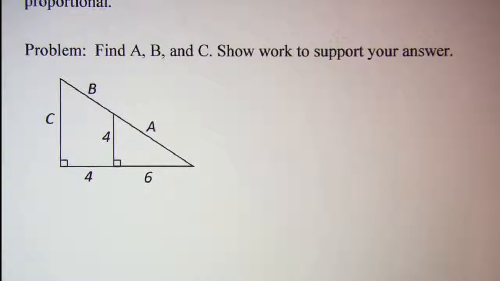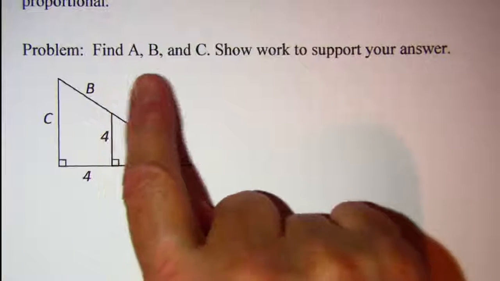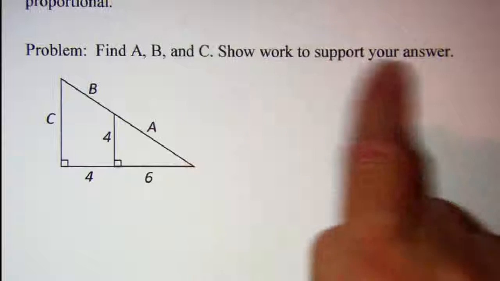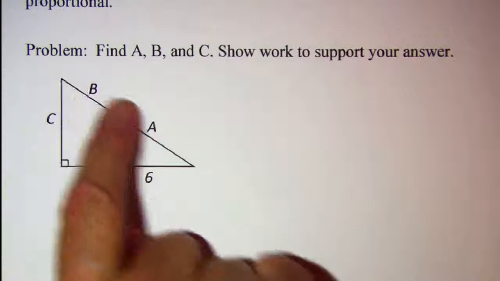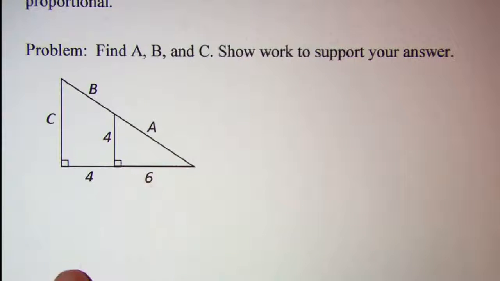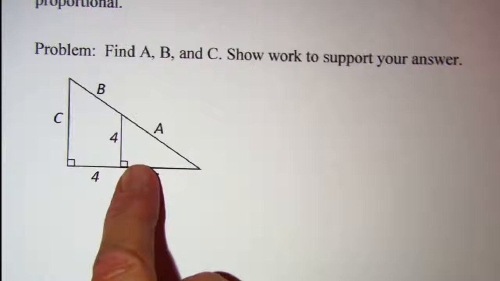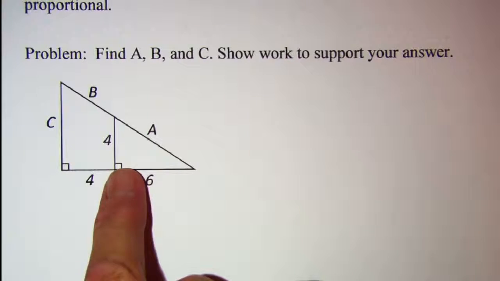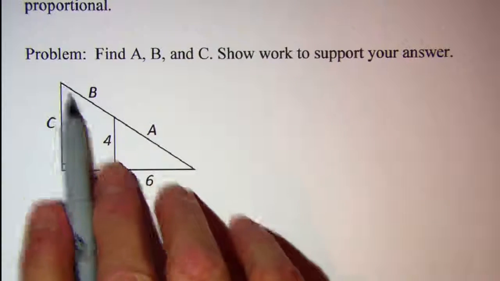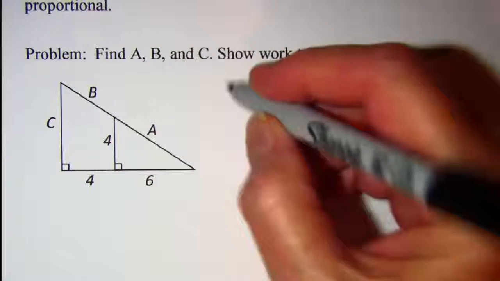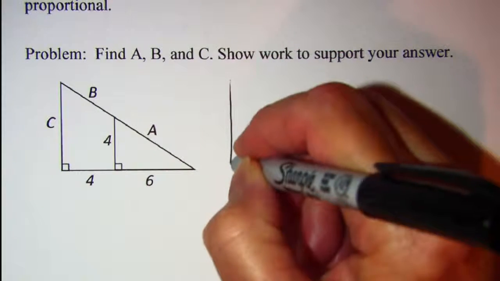The problem that we'll be doing is: find A, B, and C and show work to support your answer. Now in the figure, it looks like we have right triangles that are overlapping. So the first thing that I would recommend is that you draw these triangles separated. Let's take our big triangle, the whole thing, and draw that here.